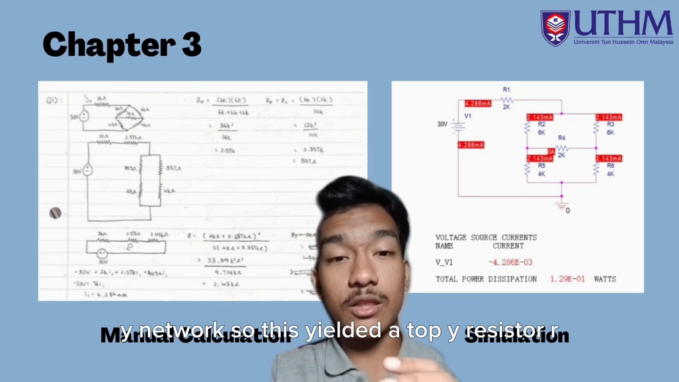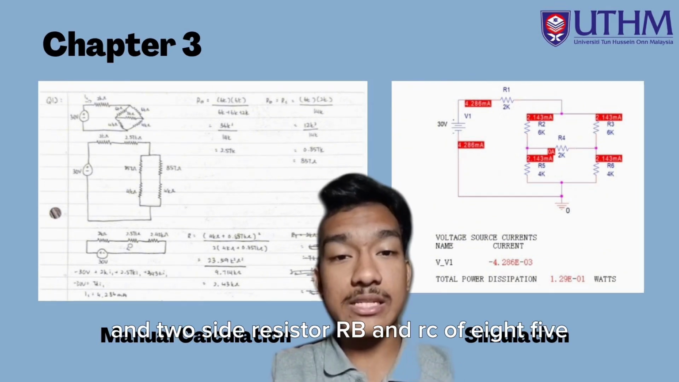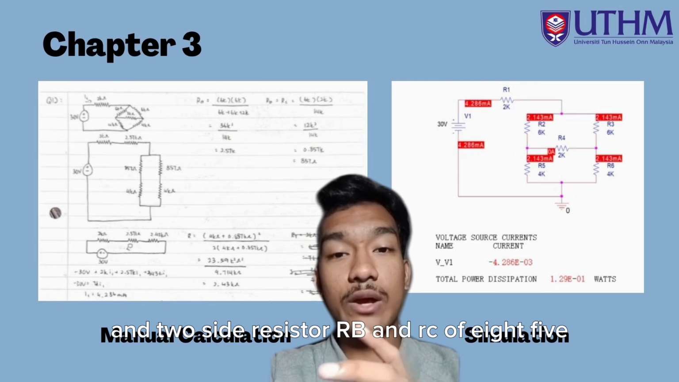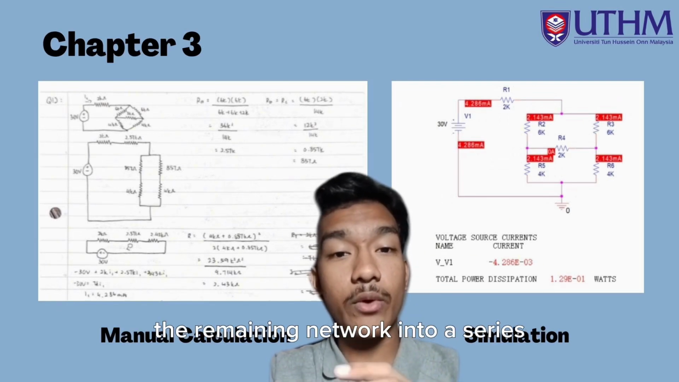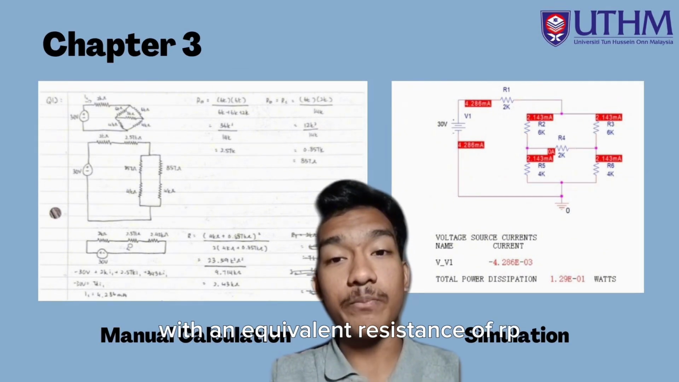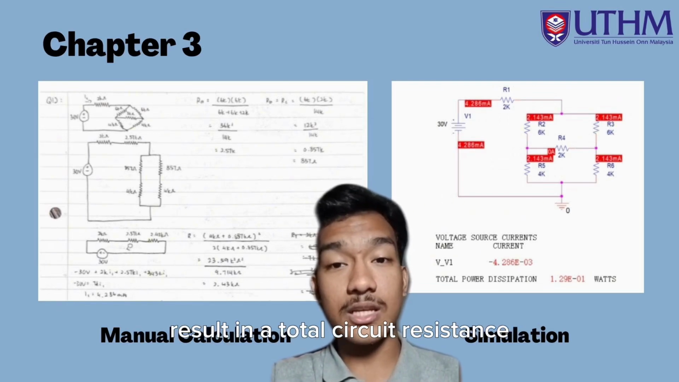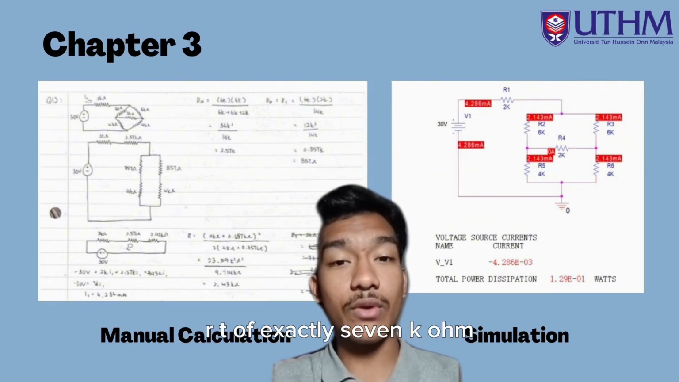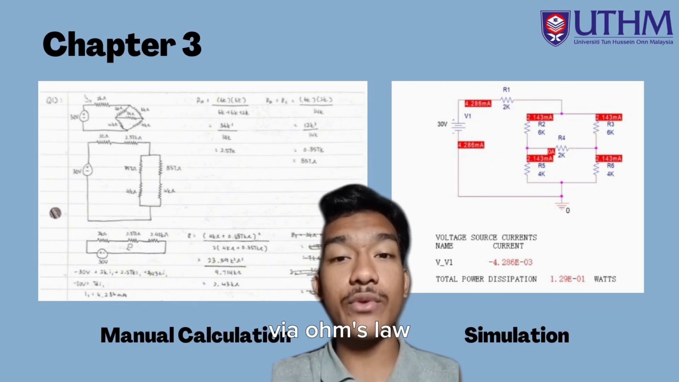So this yielded a top Y resistor RA of 2.57K ohm and two side resistors RB and RC of 857 ohm each, allowing us to collapse the remaining network into a series parallel combination with an equivalent resistance RP of 2.4K ohm. Adding the initial 2K ohm resistor results in a total circuit resistance RT of exactly 7K ohm, giving us a final source current IO of 4.286 milliampere via Ohm's law.